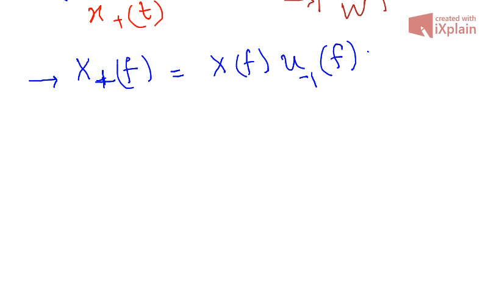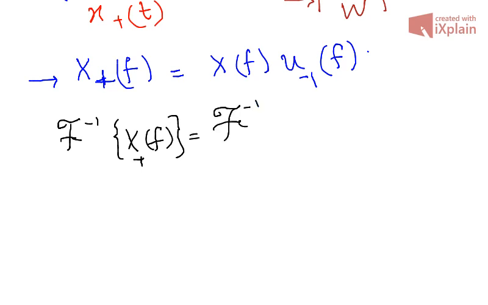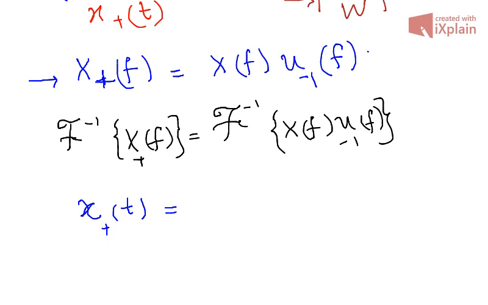Because this is in frequency domain, right? So if we take the Fourier inverse of this side, x positive of f, and the Fourier inverse of the right hand side, which is x of f u of f. The Fourier inverse of x positive of f would be x positive of t. And on the right you can see this is x of f multiplied with the unit step function. It's a product. So if you see the properties of the Fourier transform, a product in frequency domain means the convolution of those signals in time domain, right? The convolution of those signals.